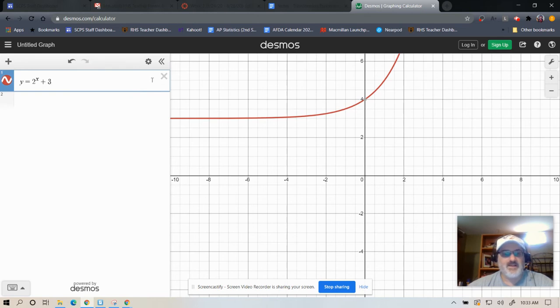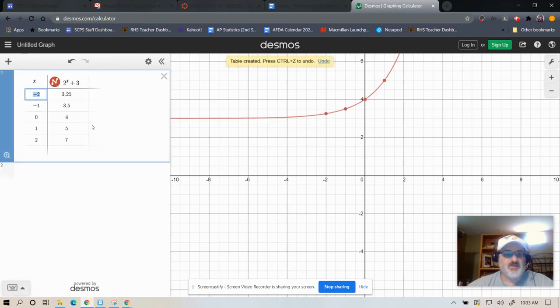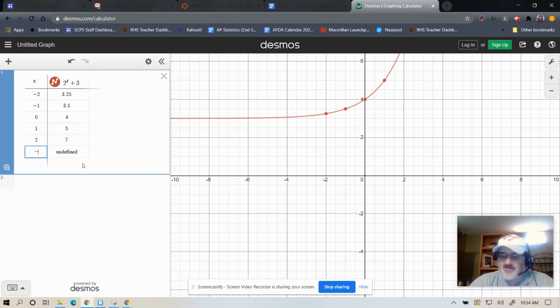Now, how do you make a table? Go up to this cogwheel, choose table, and here we have a table of 2 to the x plus 3. So every input I have, and I can change my inputs. Let's make x go out to the negative 6. There we go. Negative 6 is right there.